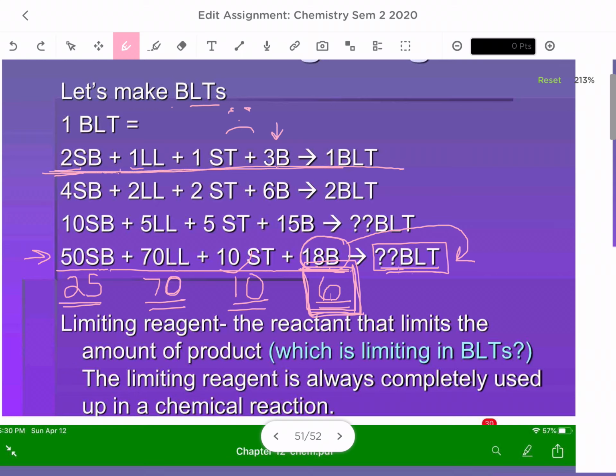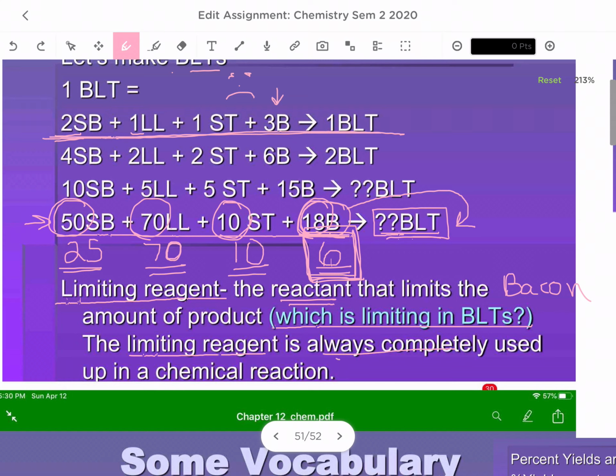Well, the thing that limits your production is referred to as the limiting reagent. The limiting reagent is the reactant that limits the amount of product you can actually make. So in BLTs, the limiting reagent was bacon, because that limited the production of BLTs. Now, this happens in chemistry quite often, and something else I want to say before we scroll past this is the limiting reagent is always completely used up.